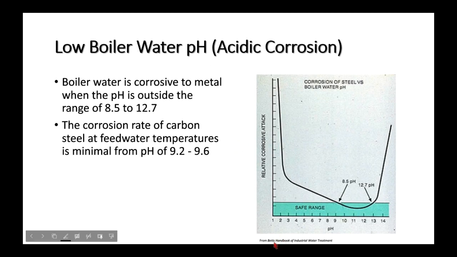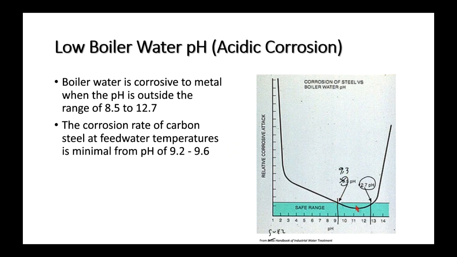So this is a nice little chart. Again, it's from Suez. It shows you the safe range for pH. So anywhere from about 9, that says 8.5, and that looks like it's about 9.5. I just noticed that for the first time. And this is 12.7. Let's call that 9.3.